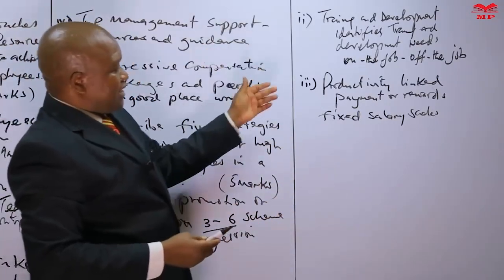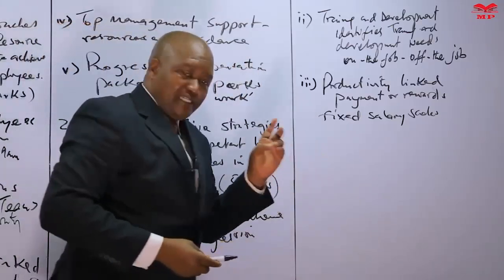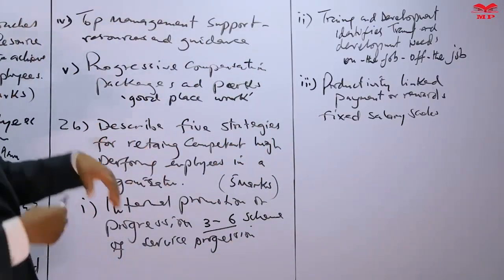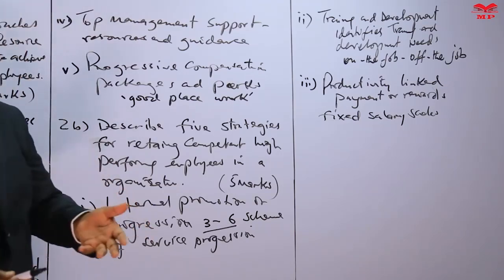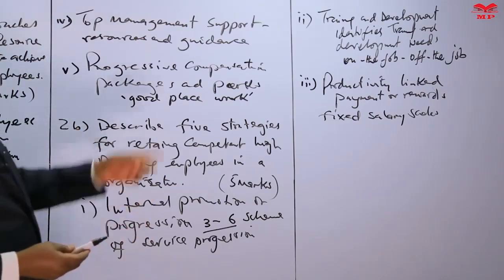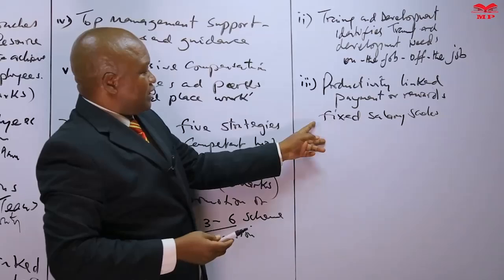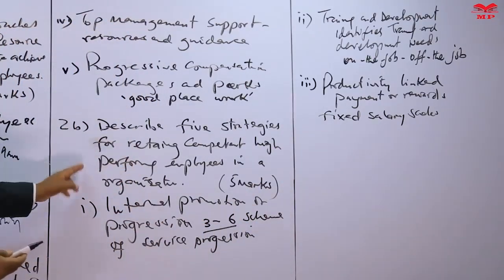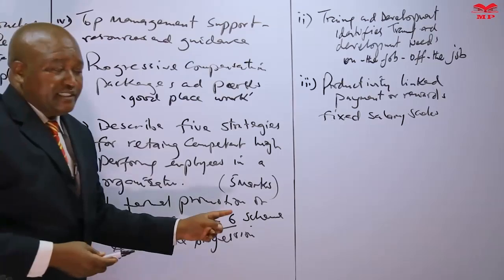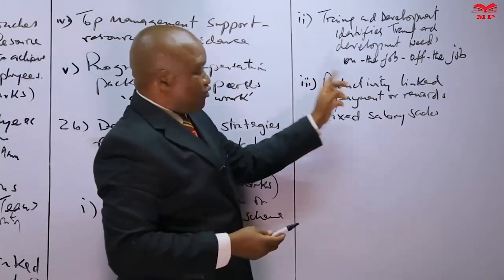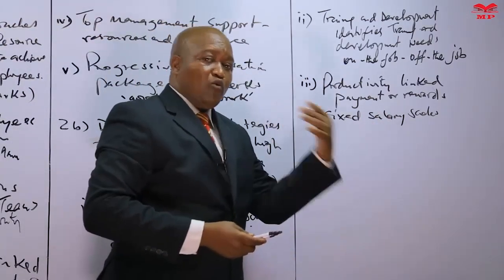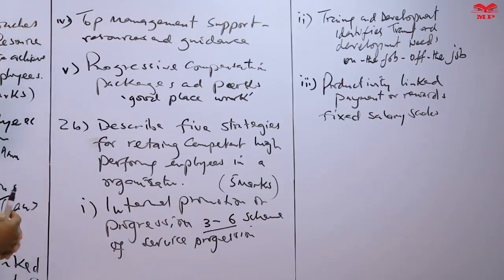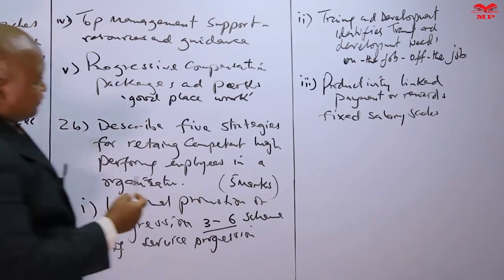But if an organization introduces a productivity-linked payment system or rewards, the more you produce, the more you are rewarded or compensated, then such an organization can at least retain employees who are competent and high-performing, because their performance and productivity is linked with the rewards that go with their effort. So that way, workers can be retained within an organization.